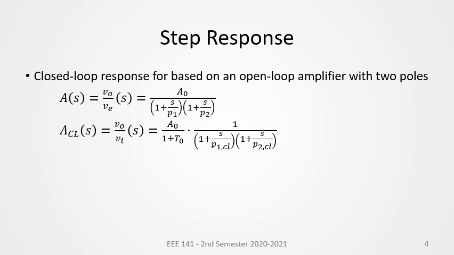Since we are assuming a real positive feedback factor, then we expect that the closed loop response will still have two poles. This time we are using P1CL and P2CL to differentiate the pole locations from the open to closed loop. Also, the DC closed loop gain is given by A0 over 1 plus T0.